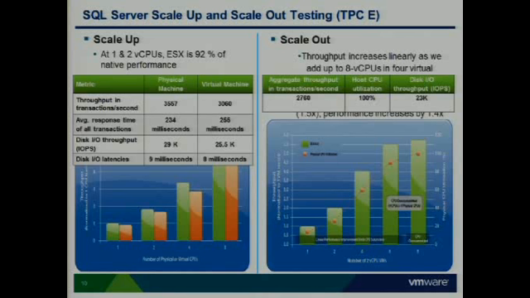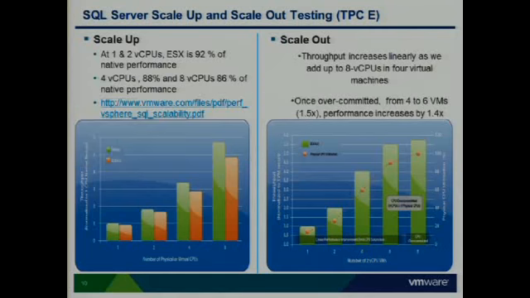We were running 3,000 transactions per second in the virtual machine with 8 CPUs. Average response time was 255 milliseconds. We ran at 25,000 IOPS, and we actually had less disk latency than the physical server itself by 1 millisecond.